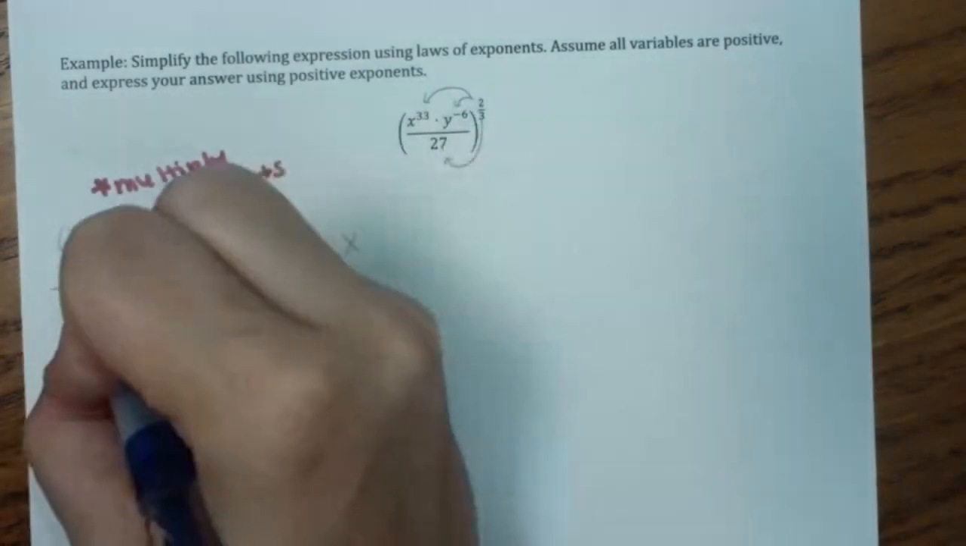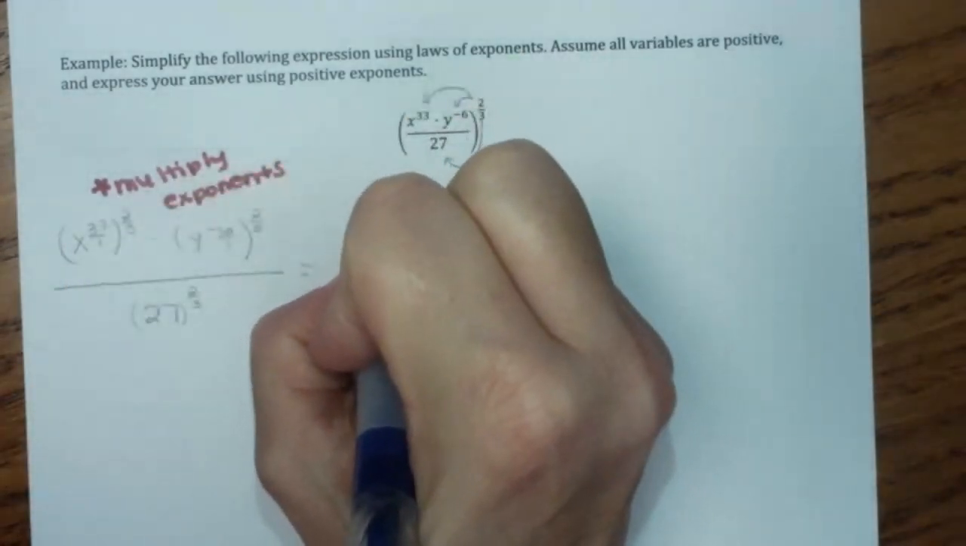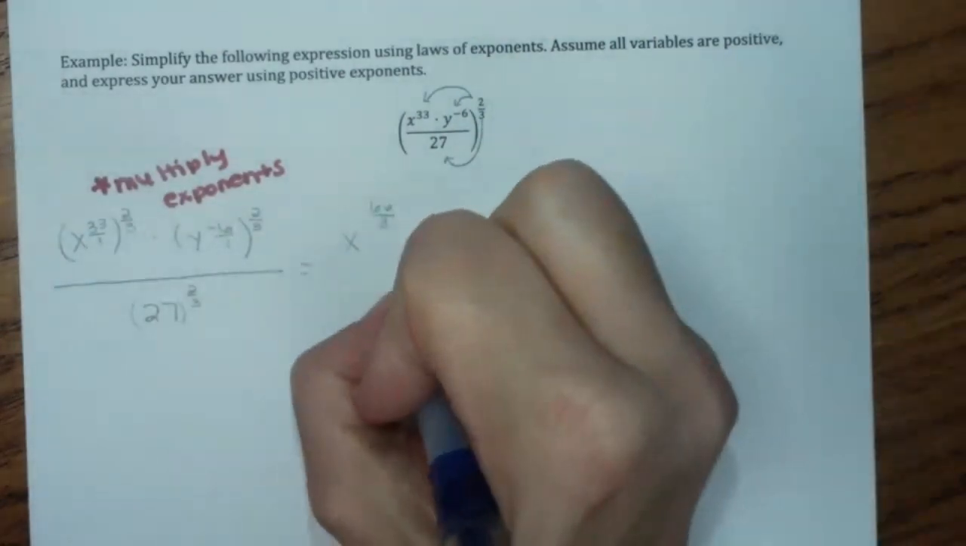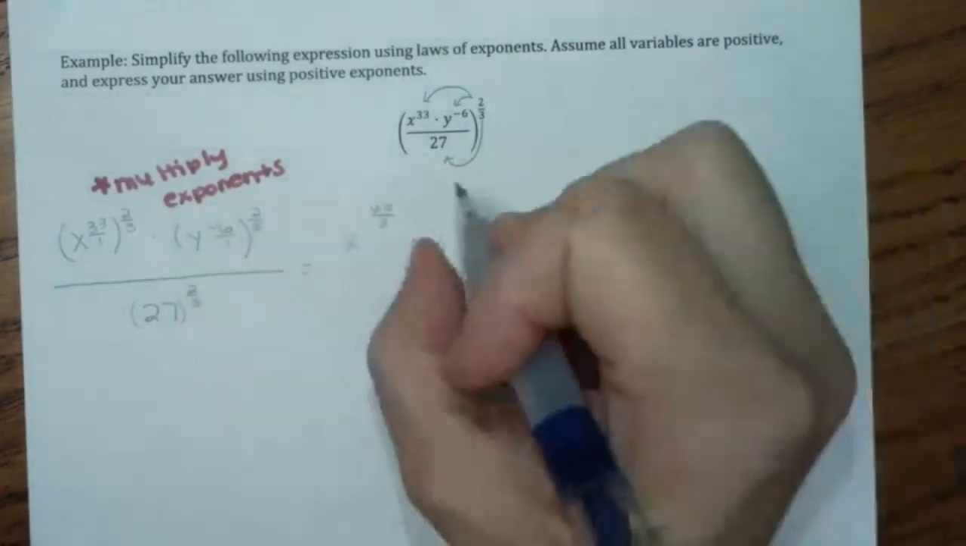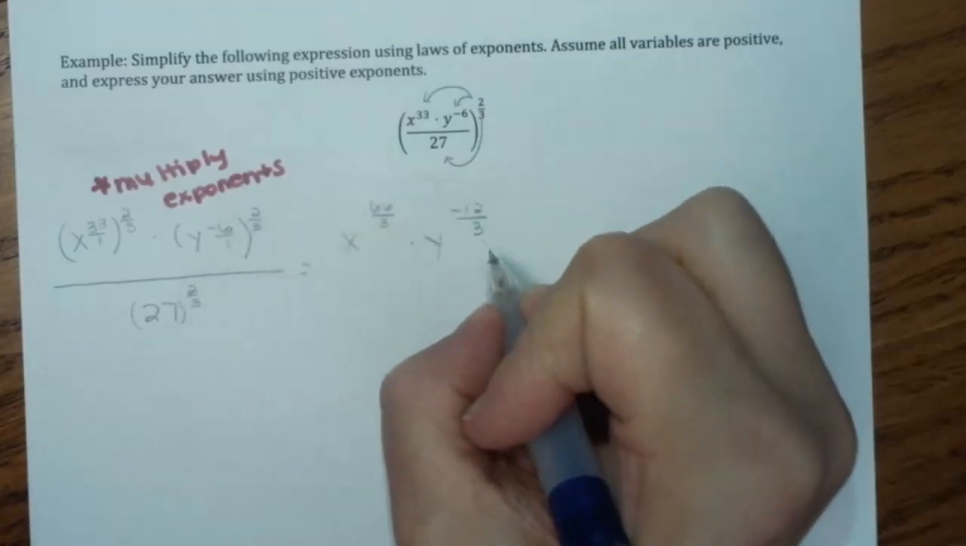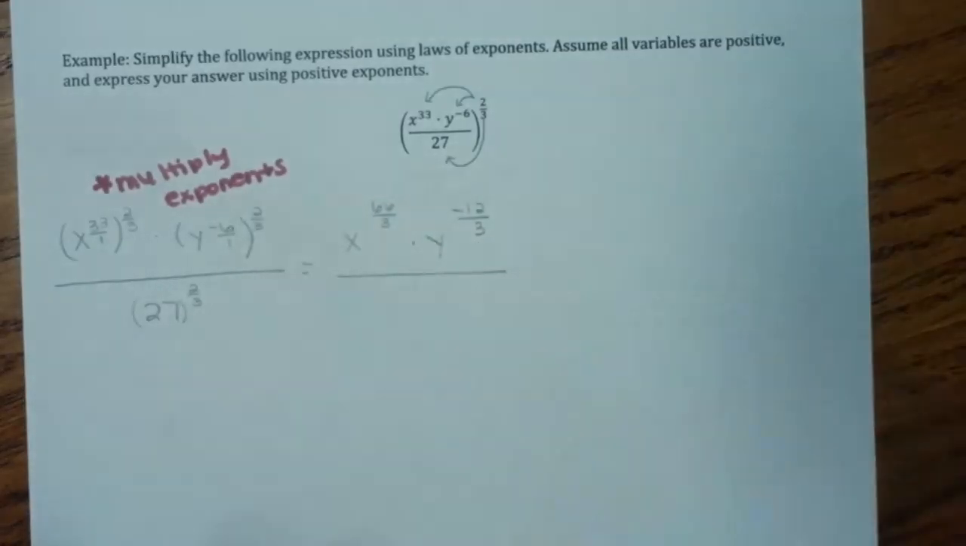So I have x to the power of 33 times 2, which is 66, divided by 1 times 3, which is 3, times y to the negative 6 times 2, which is negative 12, all over 1 times 3, which is 3, all over 27 to the 2/3 power.